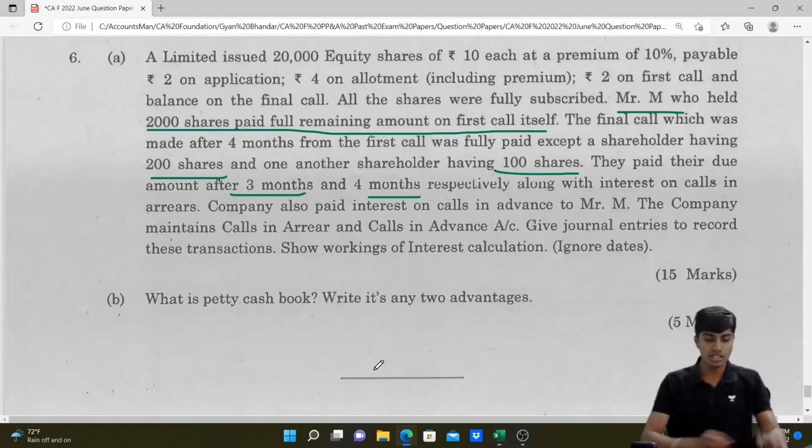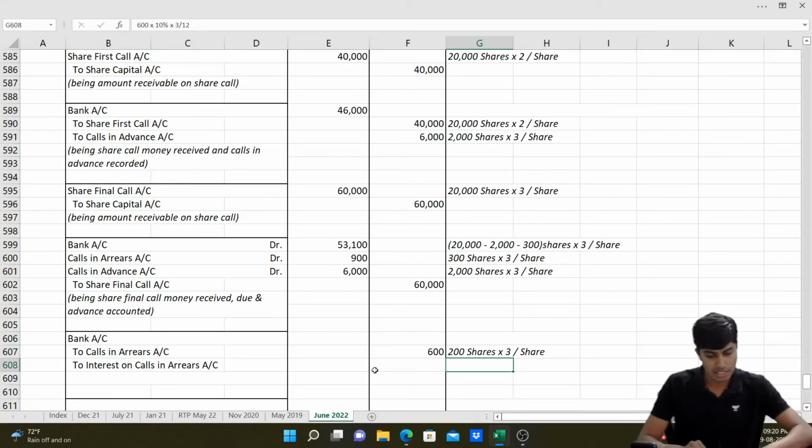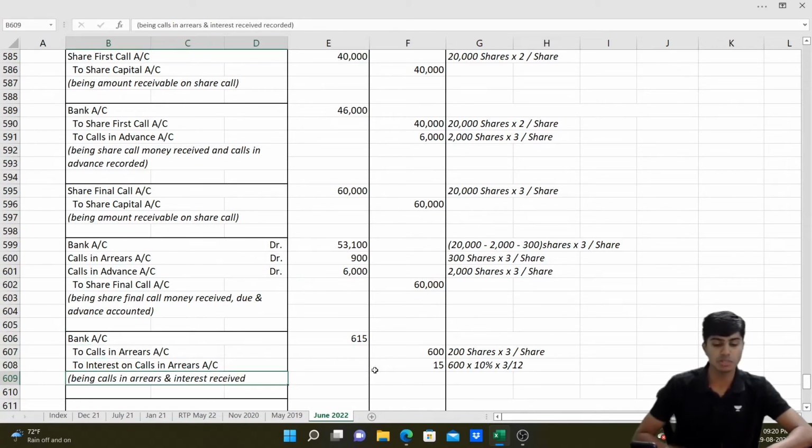This 200 shares, at 3 rupees per share, was due for 3 months. So I'll write 600 into 3 months into 10%. Yeah, this is 15 rupees. Totally I receive 615. Interest on calls in arrears being income, we have credited it, and 600 rupees being the arrears money, which was an asset which is now received, I'll credit it, and bank account debit because the money is now received.